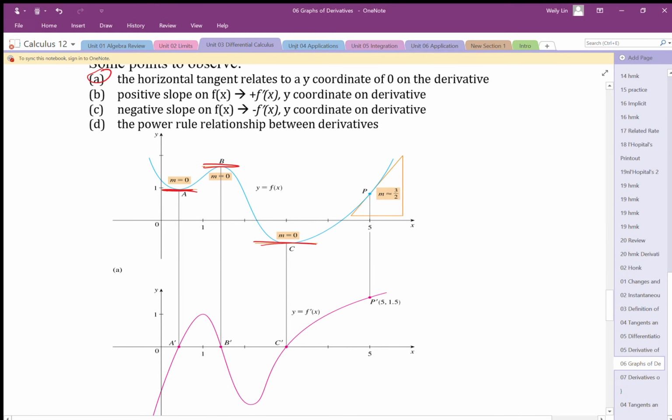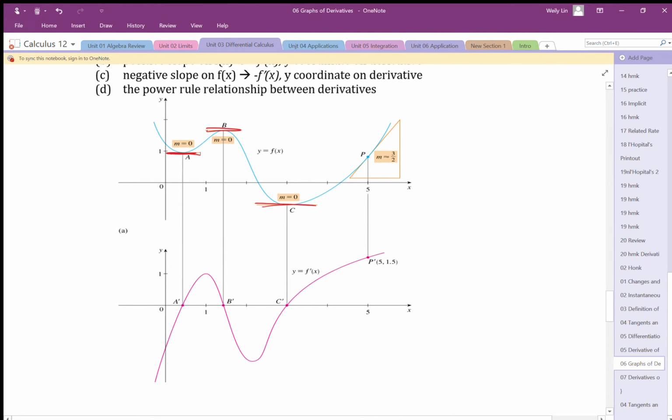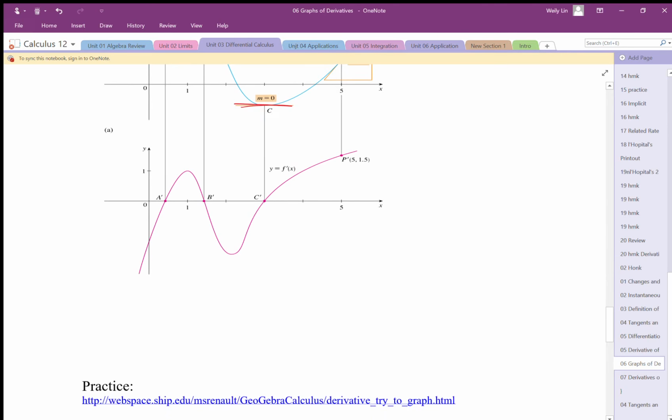The last thing is the power rule relationship. If it looks like a 1st, 2nd, 3rd, 4th degree polynomial, which this is not a polynomial, we should have a 1st, 2nd, 3rd degree looking derivative. So that's an additional part that we're adding on that we can look at. These are things that we're looking for.